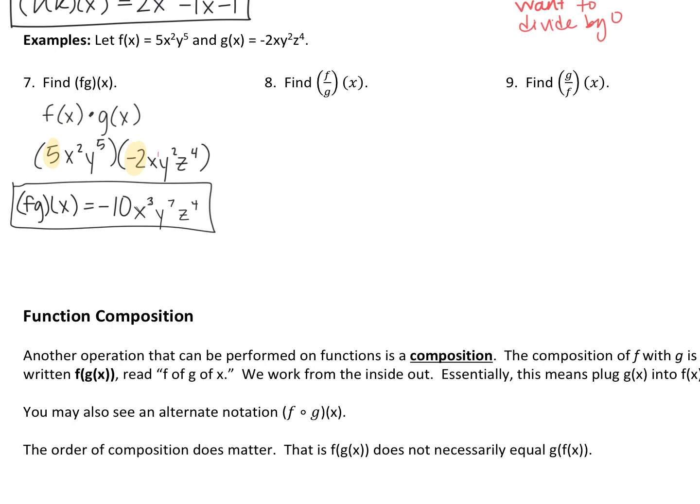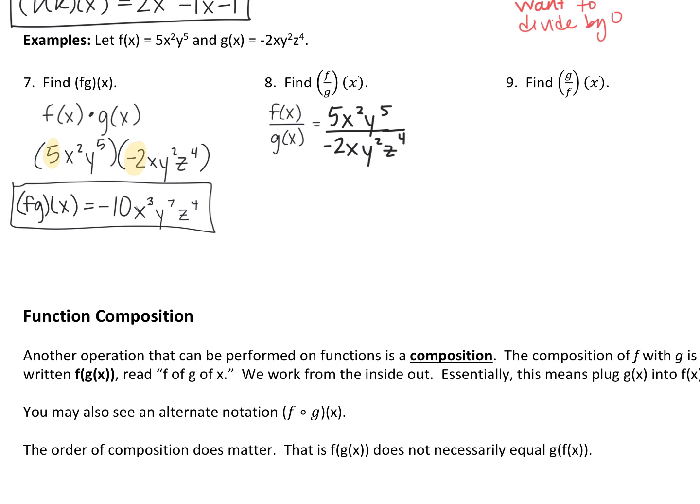Okay, let's see if you can remember how to do something like number 8. F divided by g. So same things, but now f divided by g. F of x divided by g of x, again, is a good review. So 5x squared y to the 5th divided by negative 2x y squared z to the 4th.